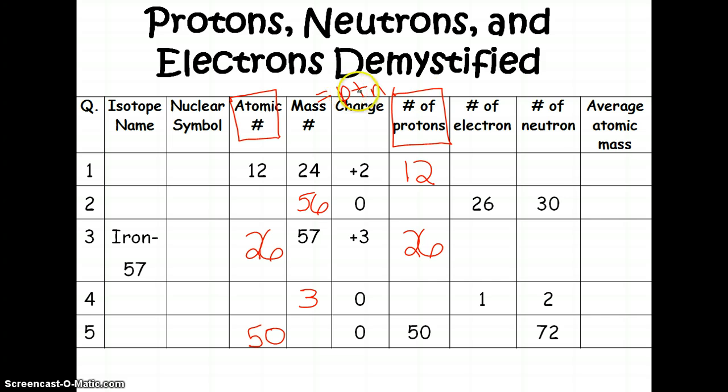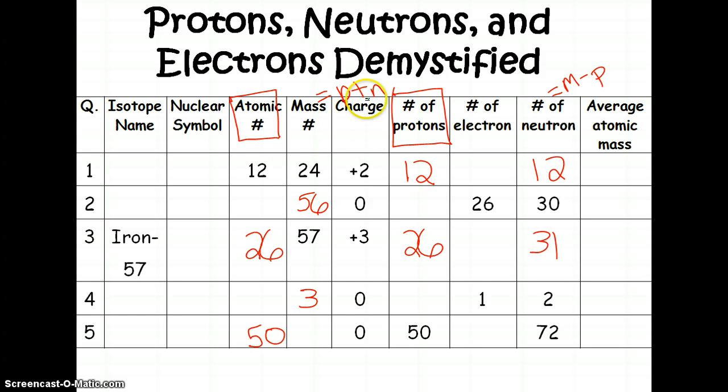Okay, now if we know this, we also know that we can get neutrons by doing the mass number minus the proton number. Okay, so here we have mass of 24 minus 12, so that'd give us 12 neutrons. And let's see, we've got mass number of 57, 26 protons, so that'd give us 31 neutrons. And then we already know our neutrons down here. Okay, so we're getting there.